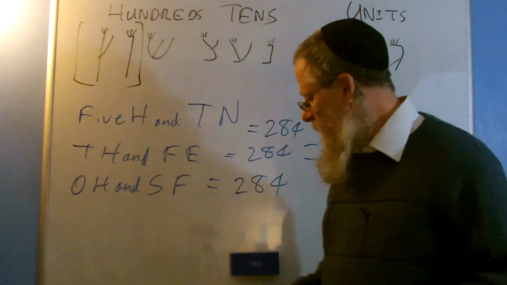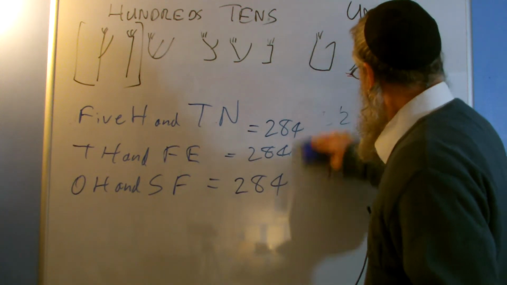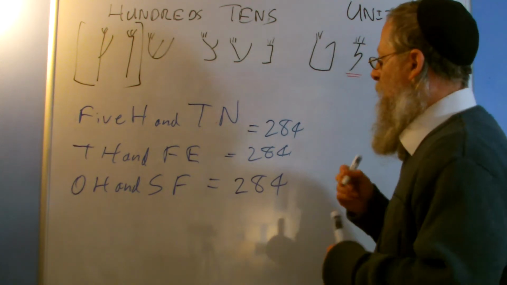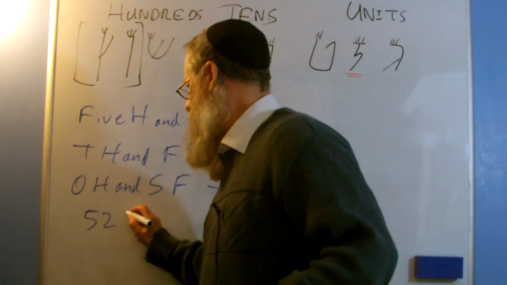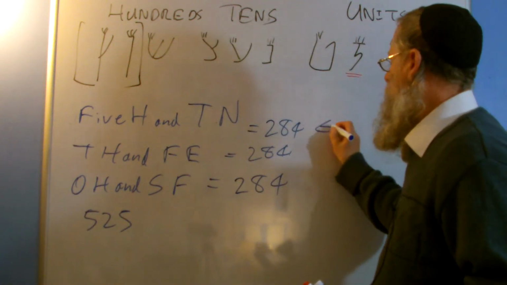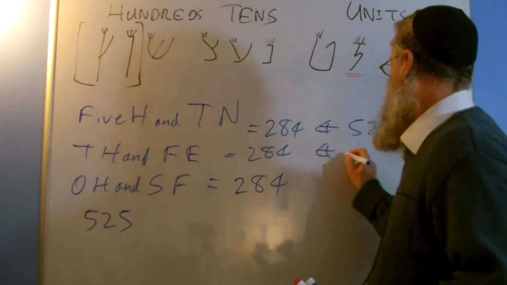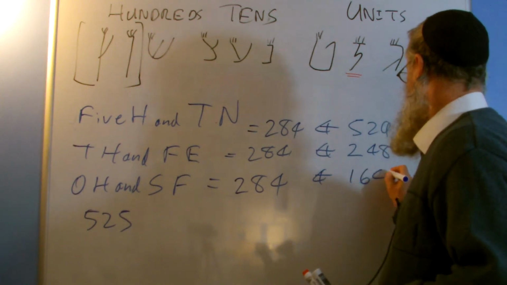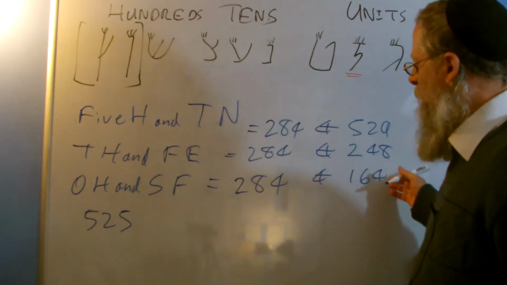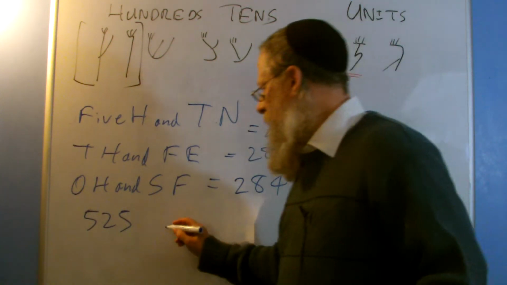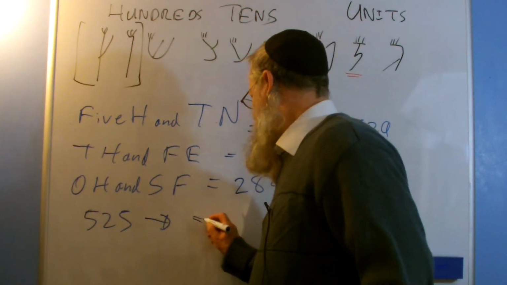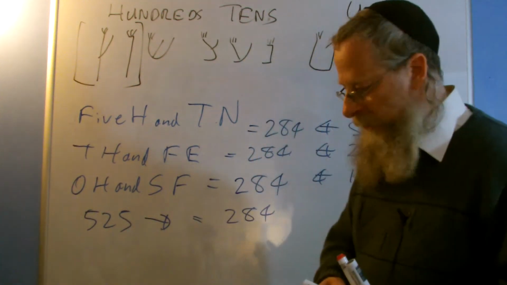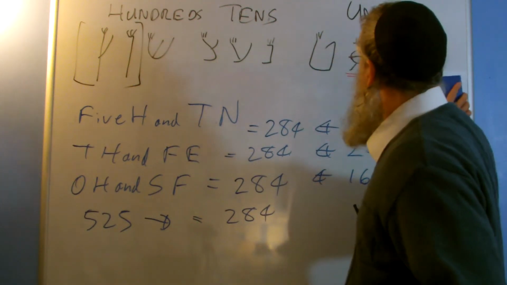There's one other number that I know that equals 284, which is relevant to this particular sequence of letters, and that is the number 525. So let me just write these down here. This is 529, this is 248, and this is 164. All those numbers, when you write them out fully, the placement value gives you 284, and the same thing with 525, that will also equal 284. And that number we had earlier as part of our numerical caduceus.